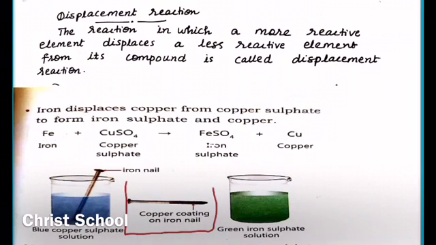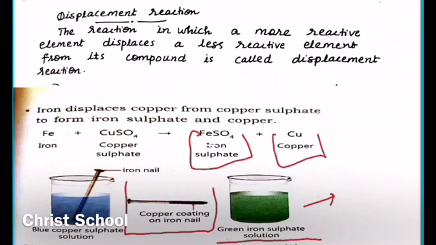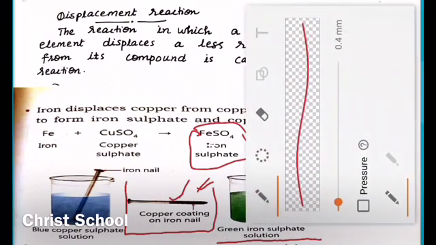Now can you say which are the products here? This green color solution is the first product, iron sulfate, an aqueous solution of iron sulfate, which is green in color. That's why you will see a green color solution. And the second product is copper metal. Due to the formation of copper metal, you will see a reddish brown coating on the iron nail. This reddish brown coating is the copper metal. And the green solution is iron sulfate solution, because the color of iron sulfate is green. So this reaction is a displacement reaction.